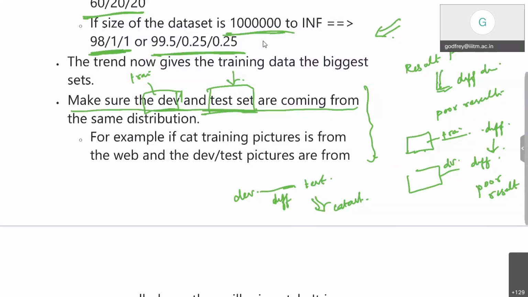Even if the training and development sets don't come from the same distribution, you will be able to figure it out, because with respect to training you may have good results and with respect to development you may have poor results. So you'll be able to figure out that the training and development data sets are from two different distributions. On the other hand, if development and test come from different distributions, it will be difficult. So it is important that your development and test data sets come from the same distribution.